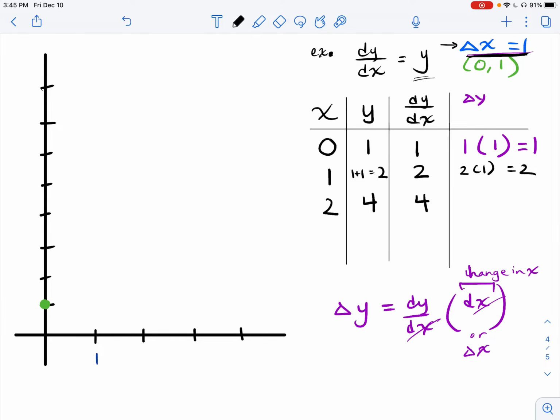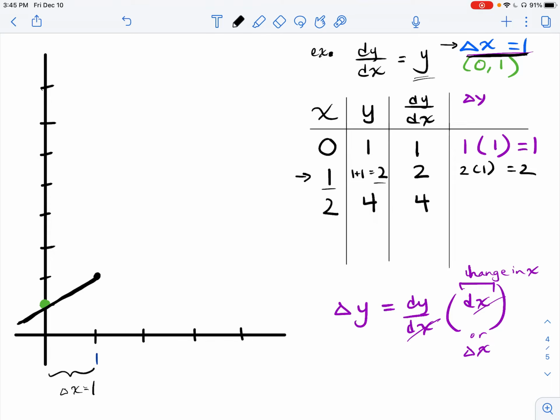We said our initial condition was 0, 1. At this point, I'm going to stitch together a tangent line with a slope of 1. I'm going to stop once I get to my delta x, which was equal to 1. Now, this is my new point. What is this coordinate? It's the coordinate 1, 2, which is what I see here. x is 1, y is 2.